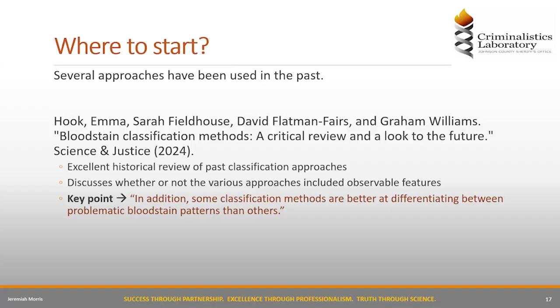And I really enjoyed this because it goes through all these different methods of classification and evaluates them: who published them, when it was published, what criteria are used in this classification, and whether they use objective features or not. Towards the end of the paper, they have this comment: in addition, some classification methods are better at differentiating problematic bloodstain patterns than others. And I like that for a variety of reasons. One is that it says that if you are using different approaches, you are using different methods. And that's key when it comes to determining the error rates.